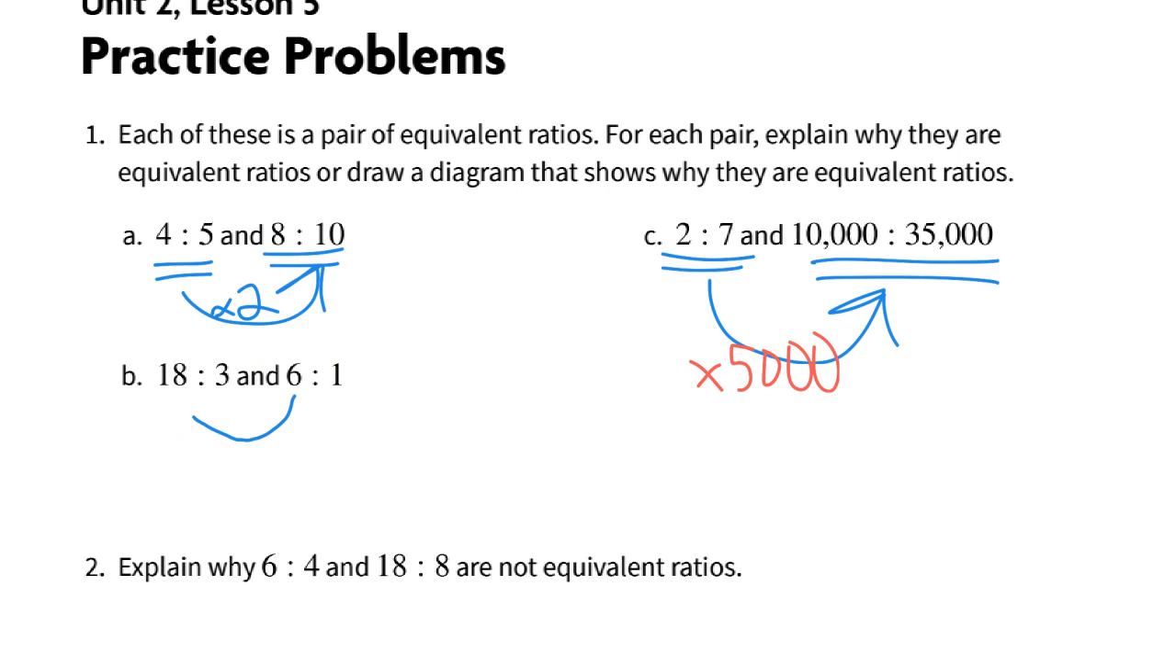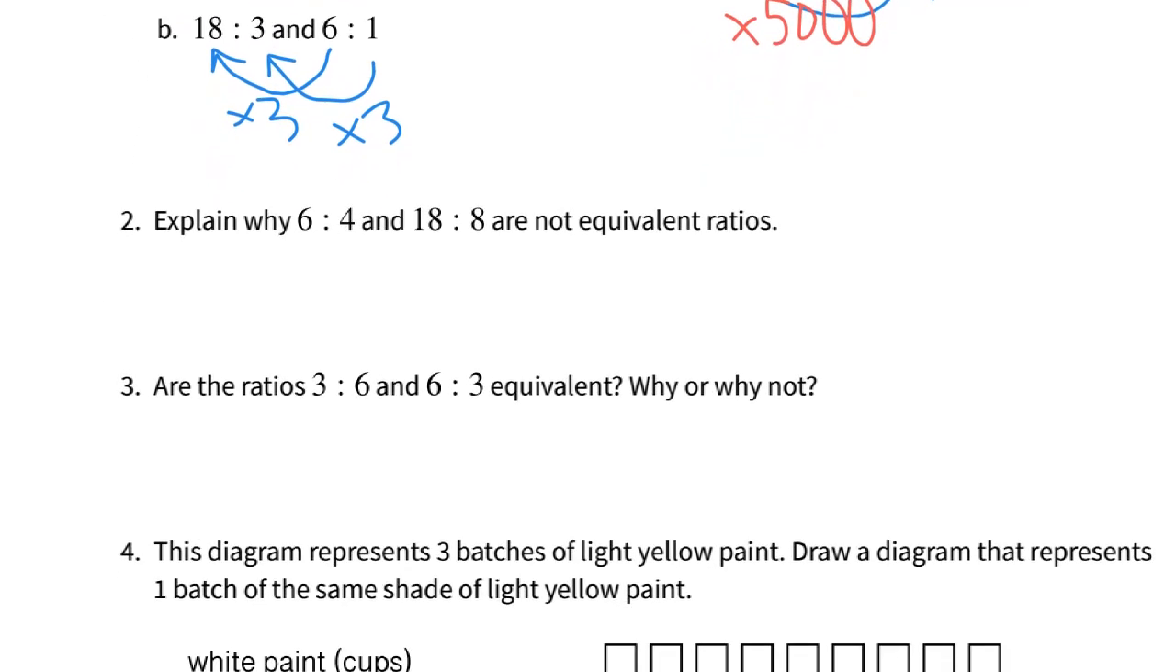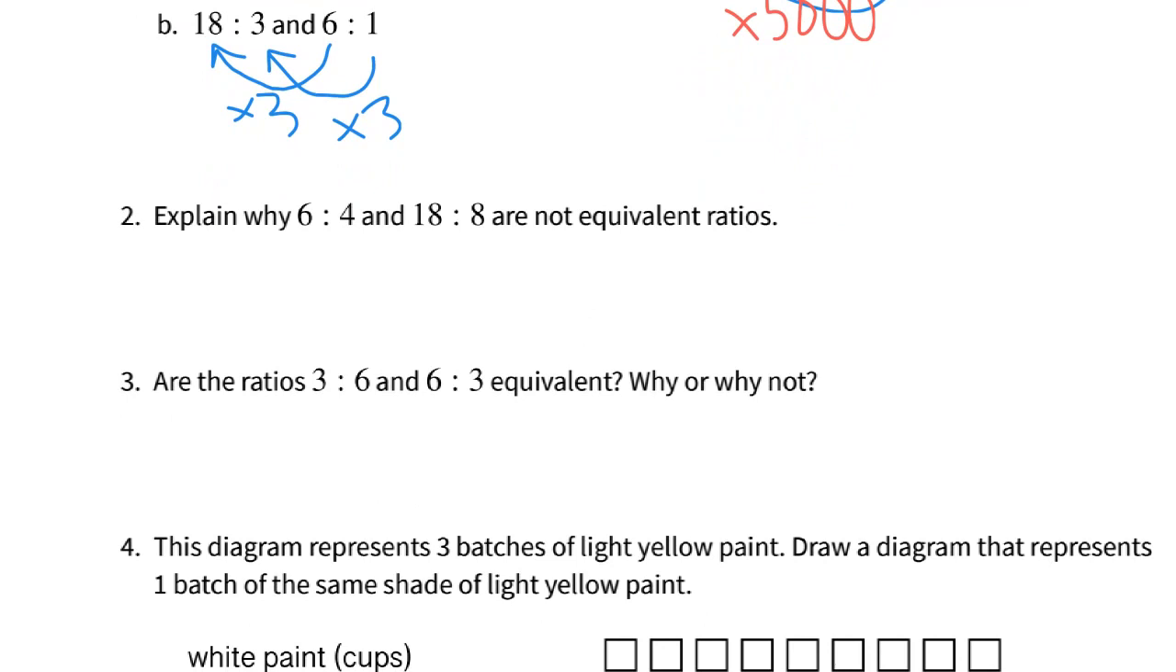Or we could start with the right and think about multiplying and going to the left. For example, 6 times 3 is 18. 1 times 3 is 3. Therefore, our two ratios are equivalent. All right, so moving to question 2, explain why 6 to 4 and 18 to 8 are not equivalent fractions.